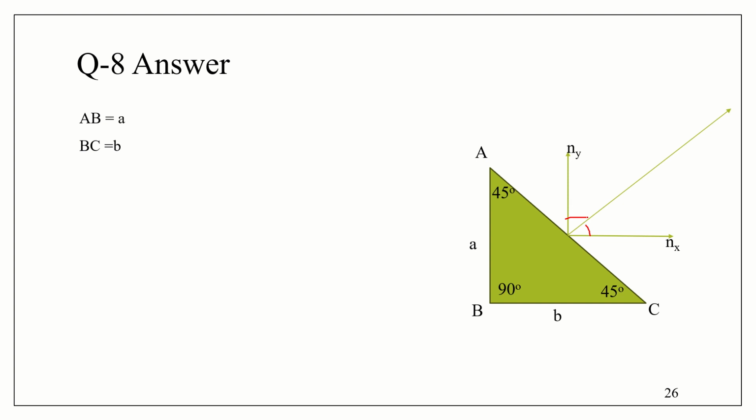We need to find the diagonal's length first. By Pythagoras theorem, since it is a right angle triangle, the length is square root of a square plus b square. So this would be a and that would be b, and this particular length is root of a square plus b square.